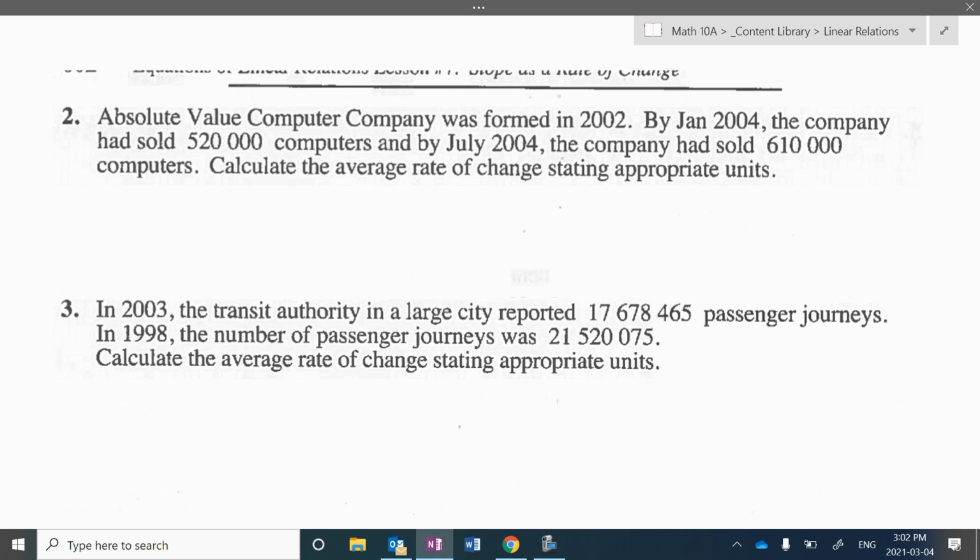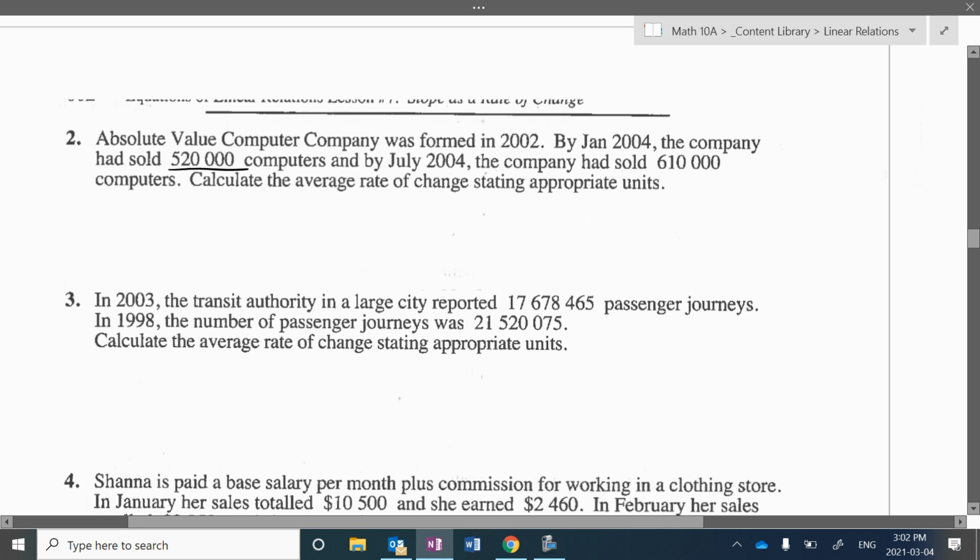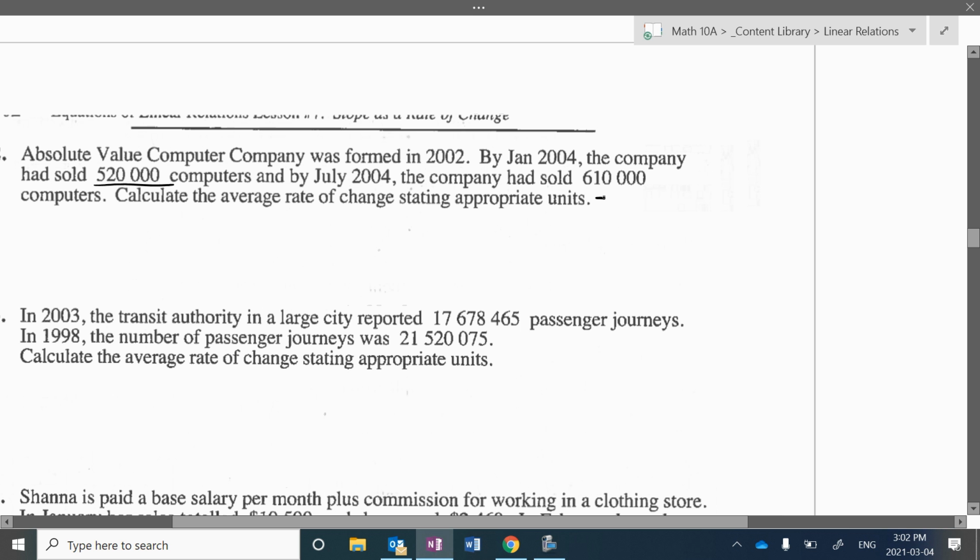By January of 2004, the company had sold 520,000 computers. By July, the company had sold 610,000 computers. Calculate your rate of change. So a good strategy here, we're basically saying find your slope. Draw a little graph. If you were to graph this information, what would go on your x-axis? The months. So what numbers then could go with months? Because we're not doing a bar graph.